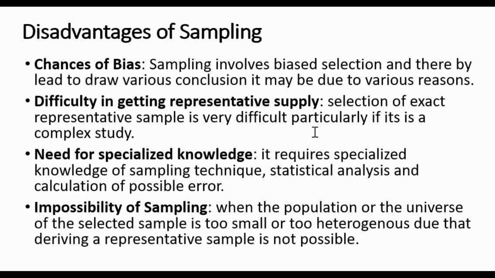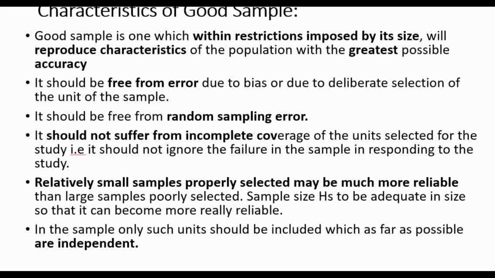Need for specialized knowledge. It requires knowledge of which type of sampling is good for which study, and we have to be thorough with that. Impossibility of sampling: when the population is very small or heterogeneous, meaning different groups, we cannot do sampling in such a situation. So these are the disadvantages of sampling.